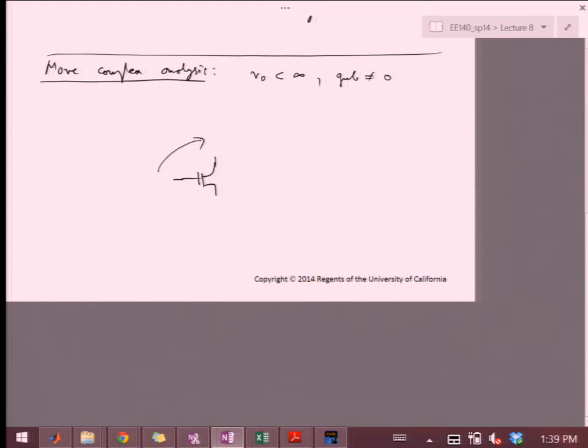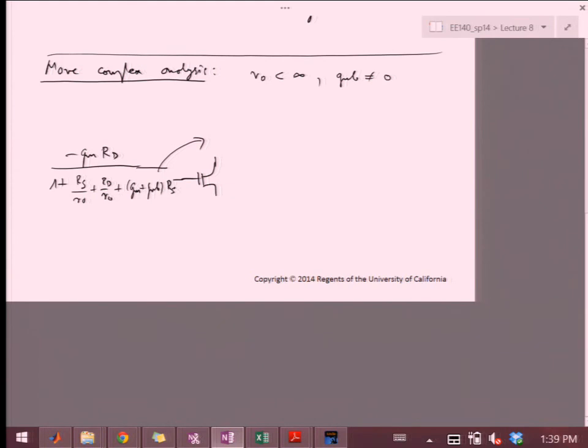So again, this one will be minus GM R naught RD over, or we can actually take this R naught from here just to be consistent and get 1 plus RS over R naught plus RD over R naught plus, and then in this piece we'll have GM plus GMB RS. Okay. Now take a look at this formula.